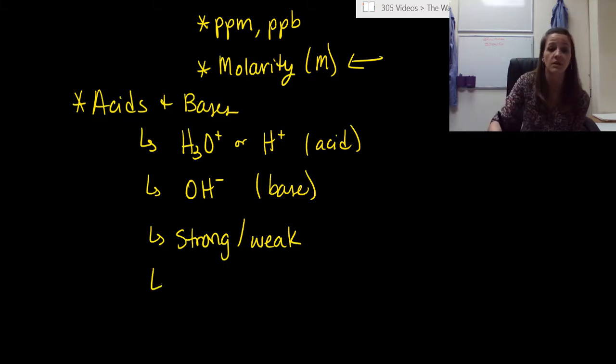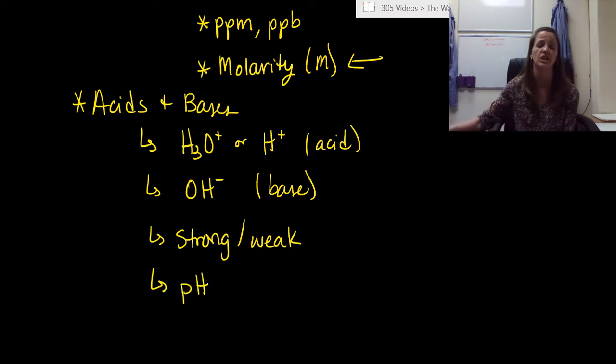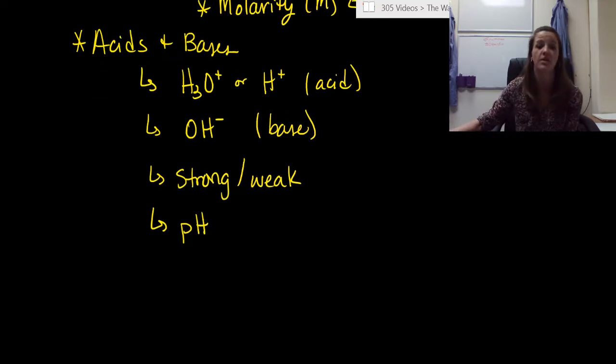All right, now the last thing we did in our acid-base section is we talked about pH, and we learned how to actually calculate pH, and we also learned how to calculate pH from OH and H plus concentration. So make sure you can do that from both species.